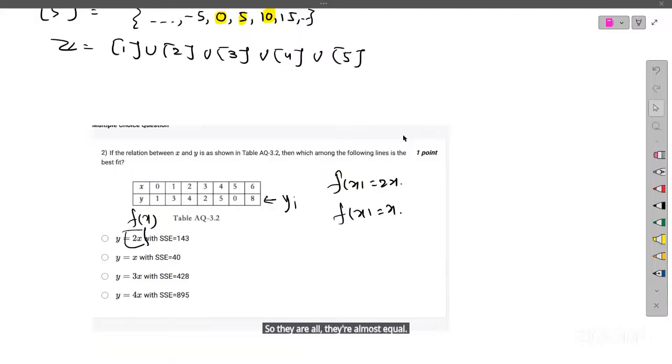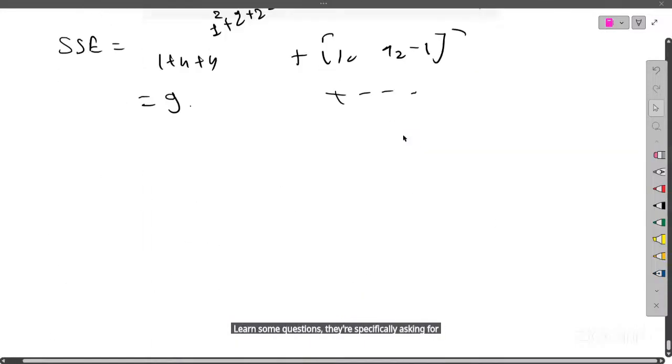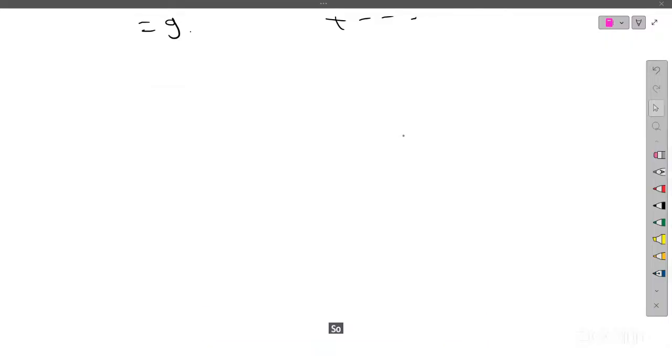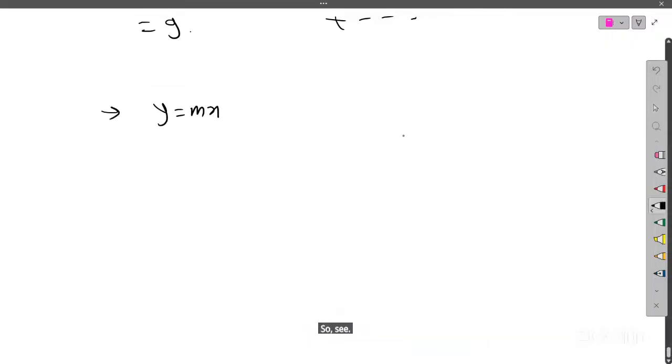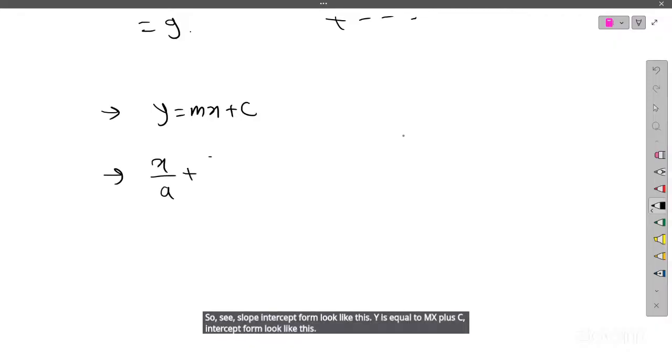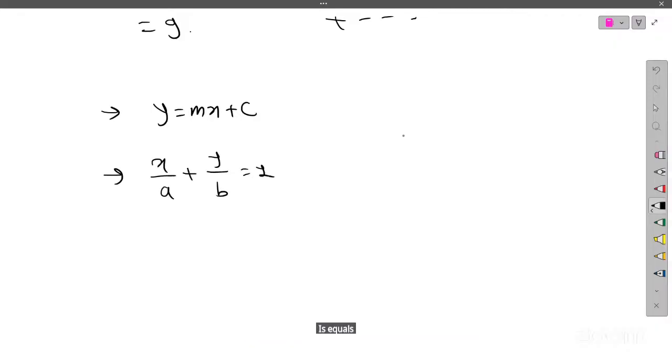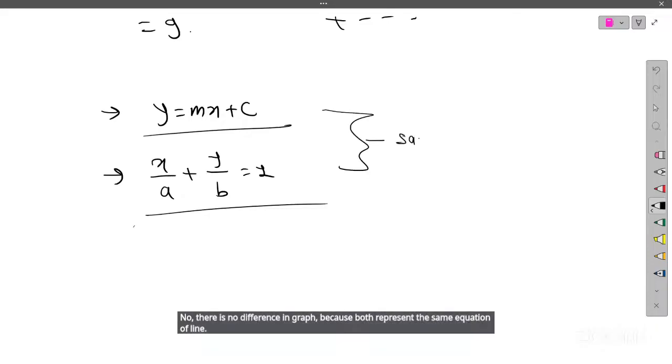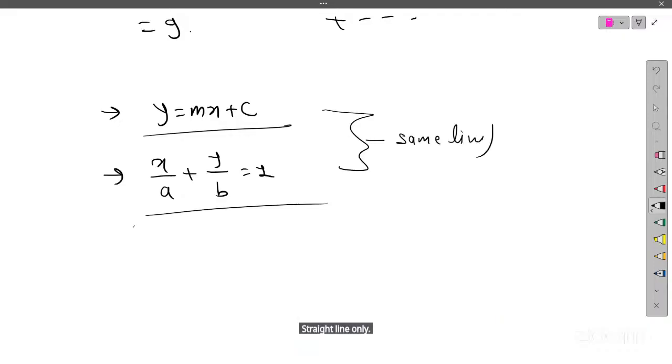No, in some questions they are specifically asking for intercept form, and in some they are specifically asking for slope intercept form. See, slope intercept form looks like this: y equals mx plus c. Intercept form looks like this: x by a plus y by b equals 1. That's the difference. In the graph there is no difference, because both represent the same equation of a straight line. The same line they will represent.